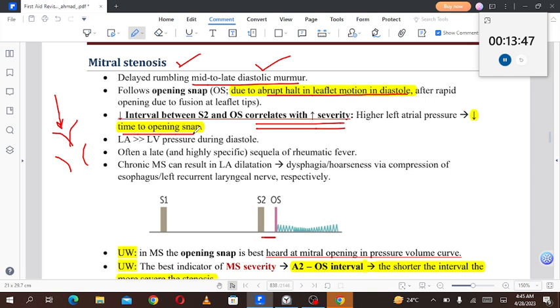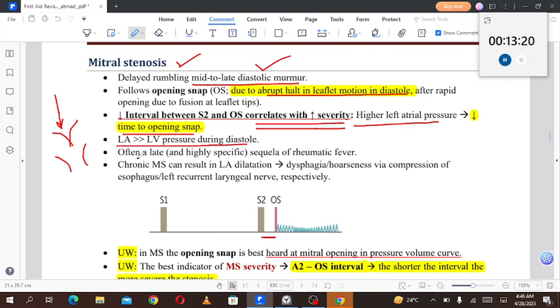So what is the measure of the severity of mitral stenosis? It is the decreased interval between the S2 sound and the opening snap. If the interval between both of them is decreased, it determines increased severity. Why so? Because it means there is high left atrial pressure, and that high left atrial pressure is decreasing the time to opening snap. The left atrial pressure will be way higher than the left ventricular pressure during diastole.